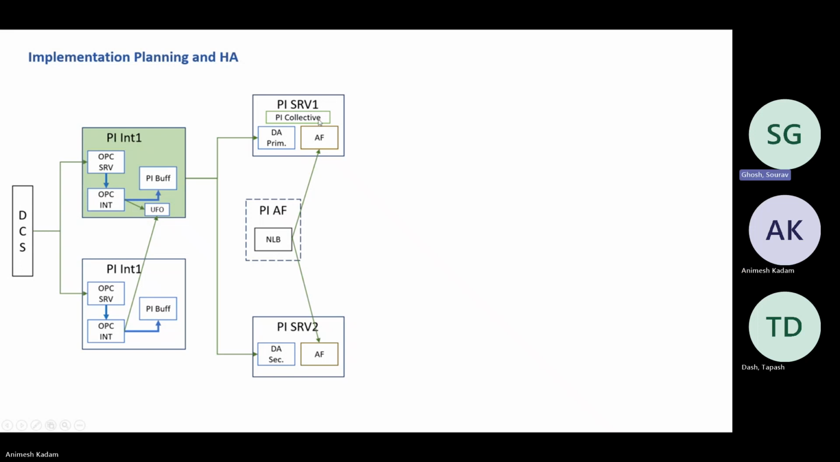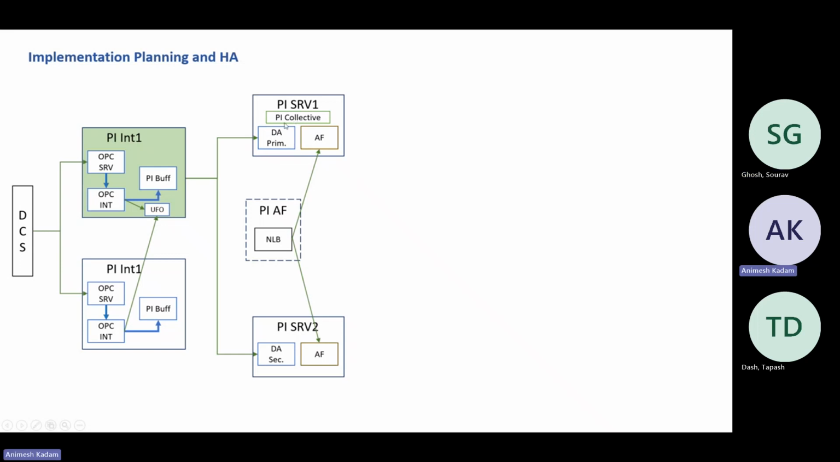No, can you just explain a little bit once again on this? I understood this Pi data archive, they both have to be primary and secondary, that's identical, but AF server, they don't have any interconnections between, they don't communicate with each other, right? Right. And this Pi collective is a Pi collective manager which manages the redundancy of data archive. Okay, Pi Collective is managing the redundancy of data archive.